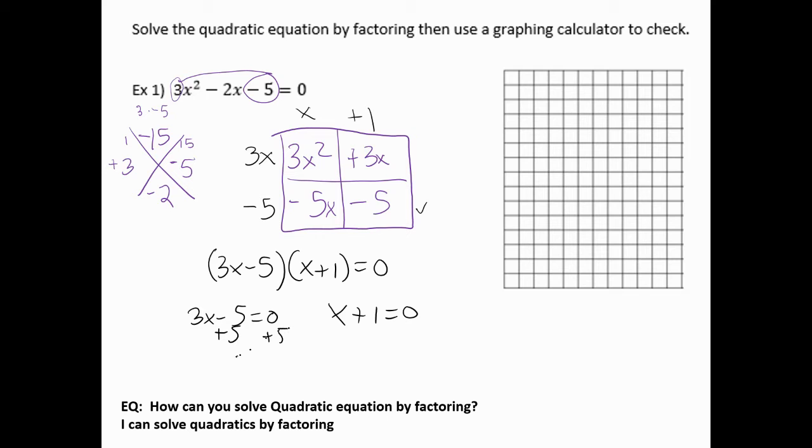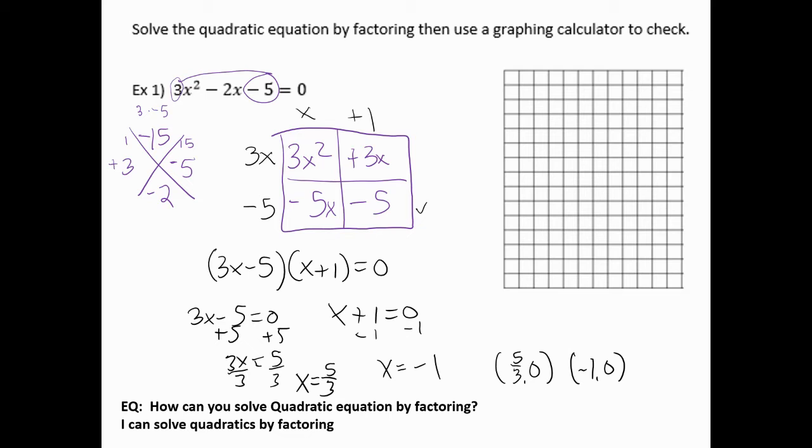Add 5, so 3x equals 5. Divide by 3, divide by 3. So x equals 5 over 3. And then we're going to subtract 1, so x equals -1. So those are going to be your x-intercepts. So those are going to be the points (5/3, 0) and (-1, 0) on your x-axis.